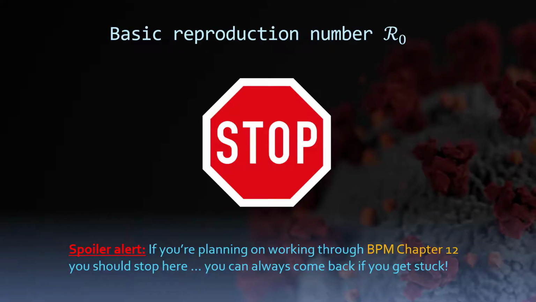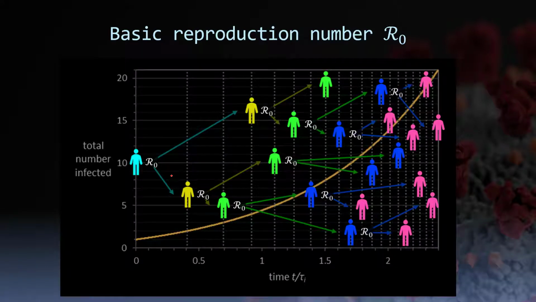Okay, so before we go any further, I just want to say there's a spoiler alert, because what we're going to talk about now is stuff that comes up later in the chapter, but I thought in the video it would be nice to actually talk about what R naught is now, rather than wait until we've talked about other things. So, if you want to go through the chapter, you should stop now, go through the sections that lead up to R naught, and then come back. Alright, so here's my diagram for how R naught works.